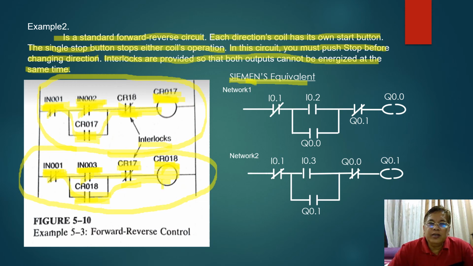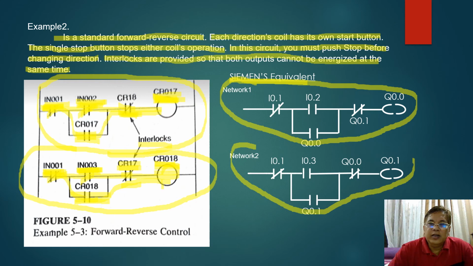In the Siemens, you have to specify your forward circuit in network 1, and the reverse circuit should be placed in network 2. Again, the input 001 for the forward circuit is represented by I 0.1. The inputs are represented by I, and the outputs are represented by Q. The start button of your forward is represented by I 0.2, and the start button of your reverse will be represented by I 0.3. Your output for forward operation is represented by Q 0.0.